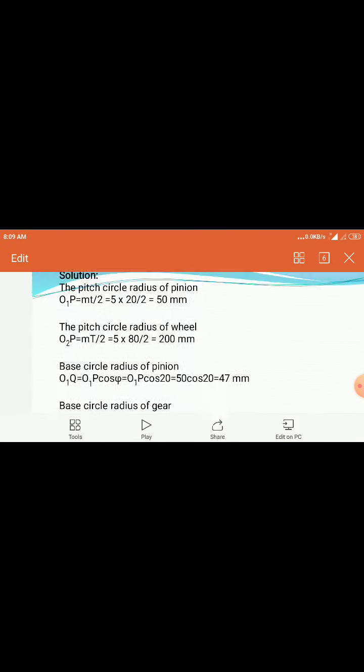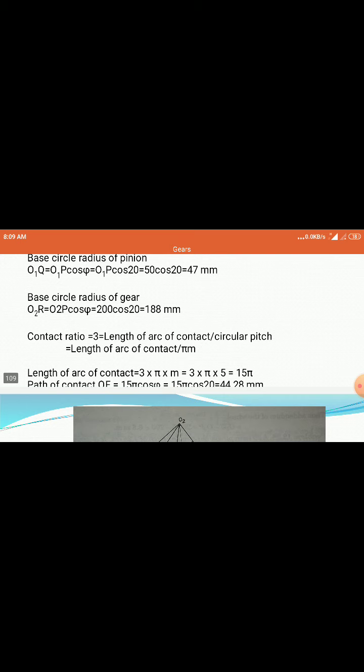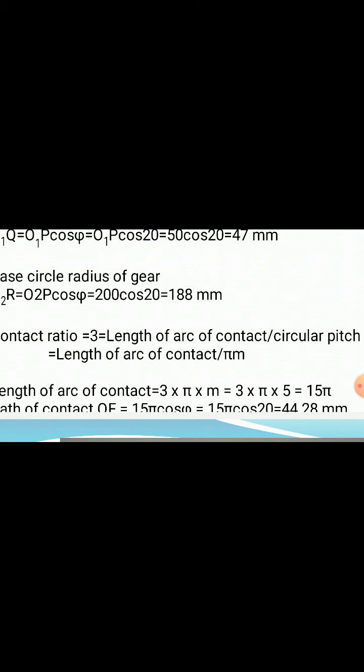So the arc of contact we have to find out. Now here the contact ratio is given, and from that contact ratio we have to find out the arc of contact. We have this formula for contact ratio: arc of contact divided by circular pitch is nothing but the contact ratio, and this contact ratio is given as 3. The circular pitch, we know, is pi into m.